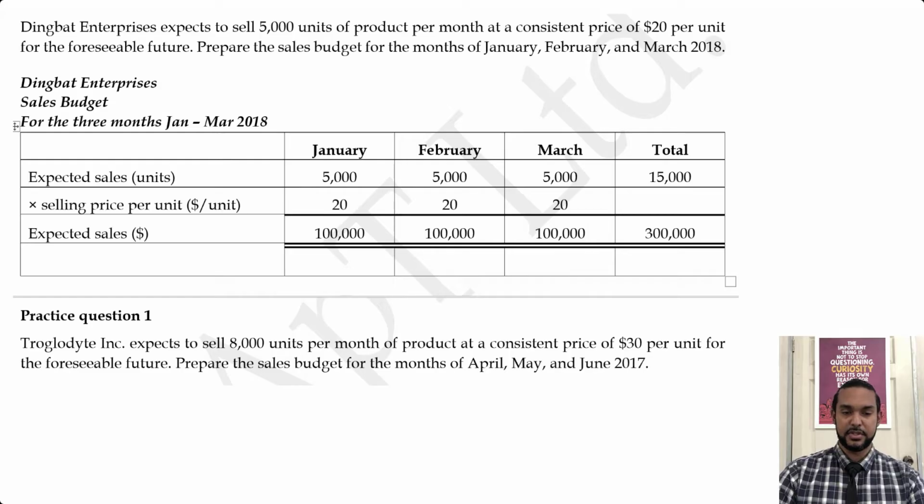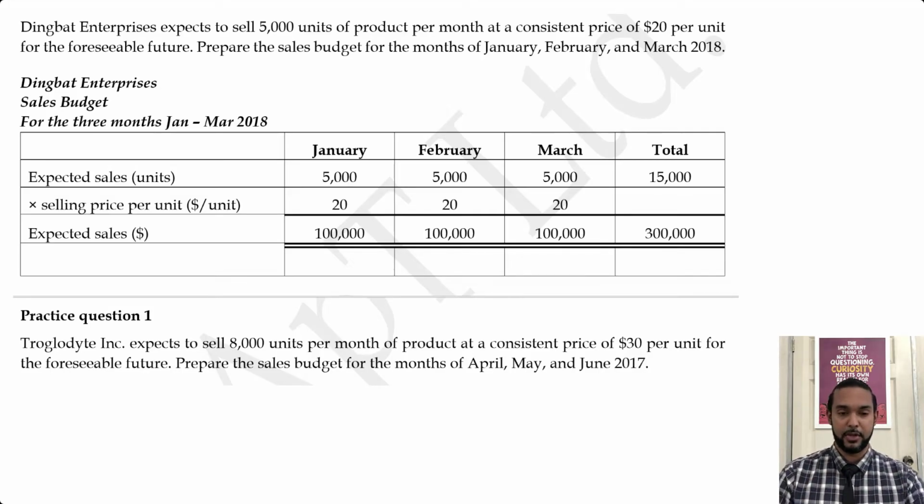Let's take a read. So it says that Troglodyte Incorporated expects to sell 8,000 units per month of product at a consistent price of $30 per unit for the foreseeable future. Prepare the sales budget for the months of April, May, and June 2017. So all you have to do is fill in the information just like the example above. So I would invite you to pause the video now, try the question, and unpause.